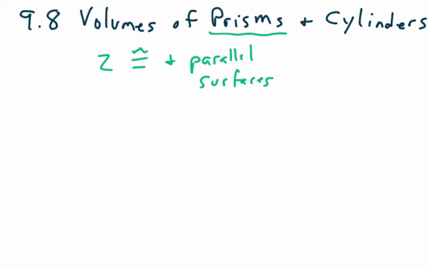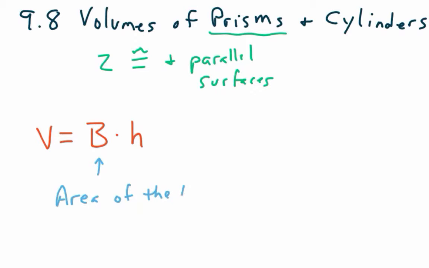And we looked at this equation a day or two ago, so I'm just going to write it again here. We have V equals capital B times H. And the capital B isn't the length, like the base length. It's the base area. So it's the area of the base. If that doesn't jump into your brain, you might want to write a little note. So this is the area of the base.